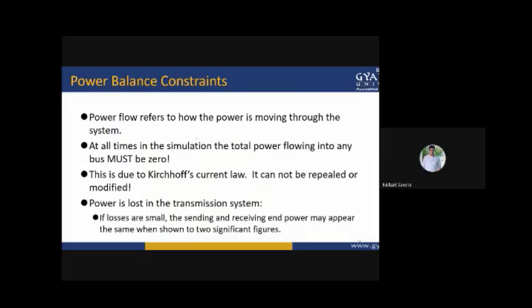That is, there are losses while transferring the power from one end to another through the transmission line, because there are resistances and impedances in the circuits which consume some power. So if the losses are small, the sending and receiving end power may appear the same when shown to two significant figures.